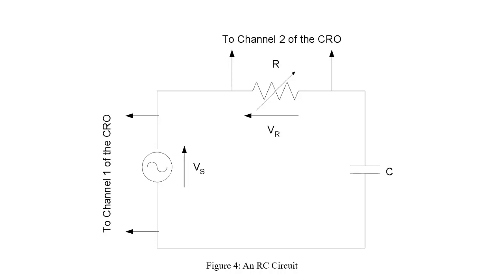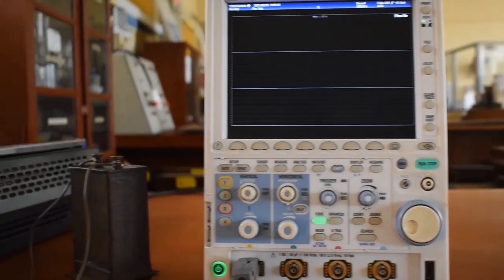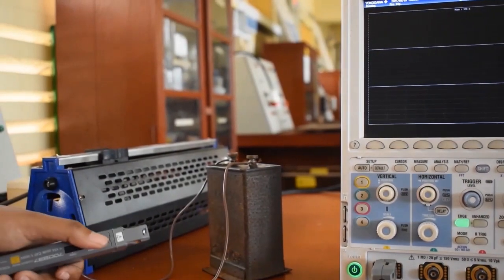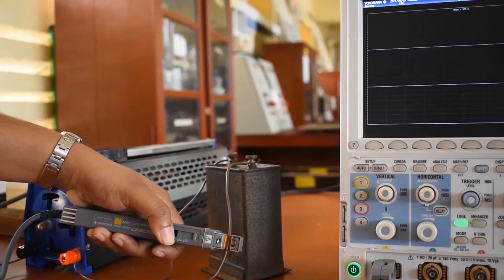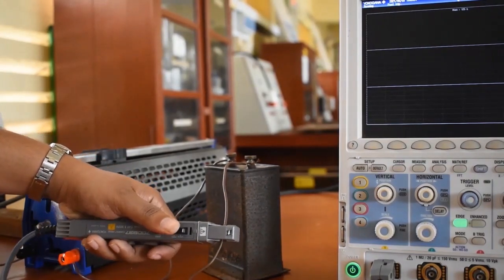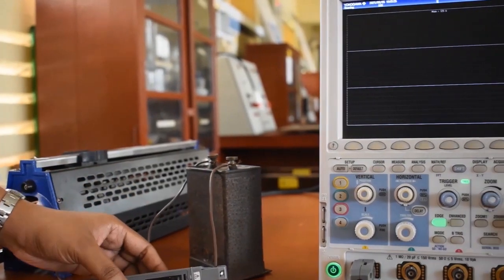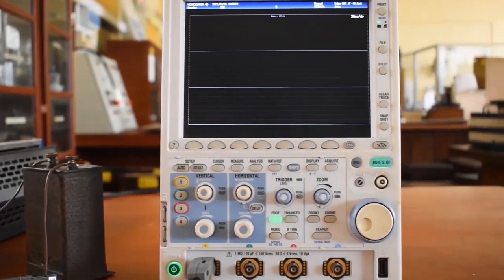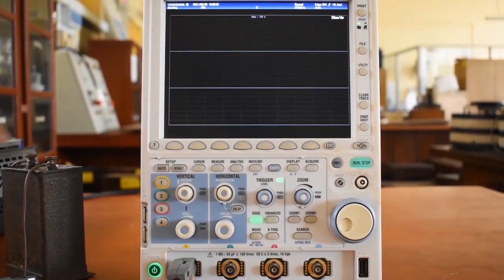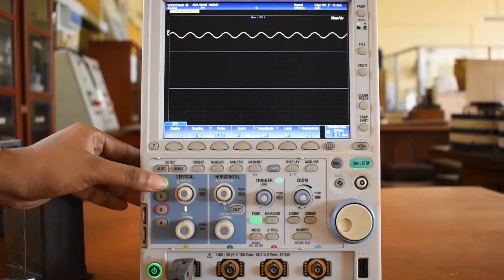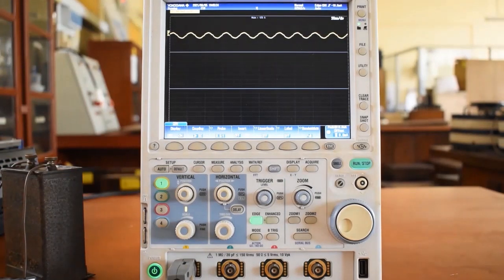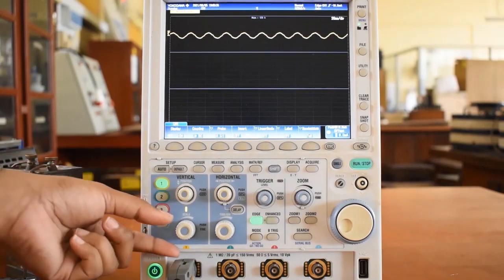Now we are ready to take the waveform. We will be using the same circuit as previously. This is how we connect our sensor head. Then turn on channel 1. You can automatically see the current waveform here.